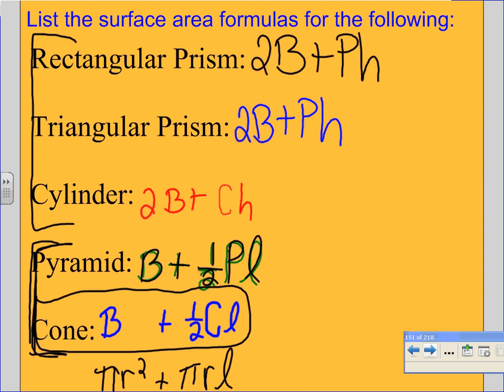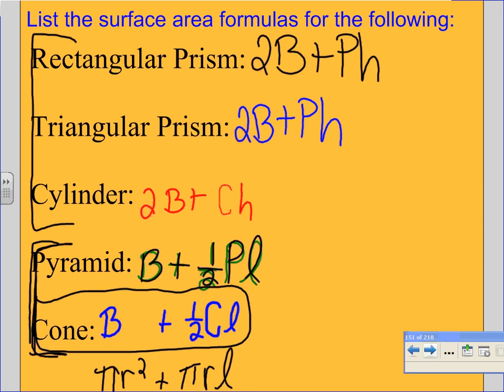I wrote down two formulas for cone because you guys were pretty much split yesterday as to which one you preferred. If you use the one that I have in blue up there, it's just about identical to the pyramid. So that's your call, which one you want to memorize for the quiz tomorrow. That's why I wrote two down for the cone this morning.